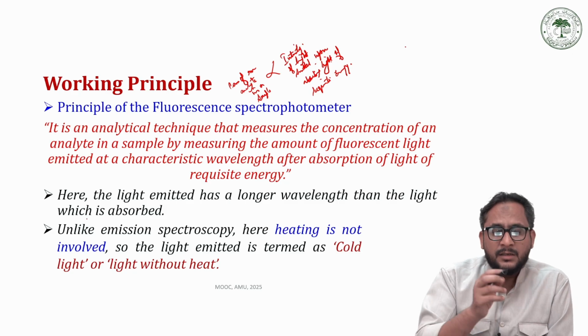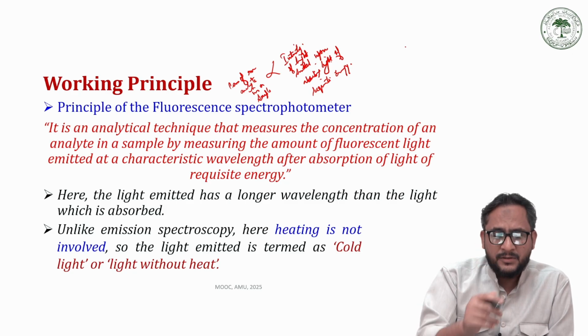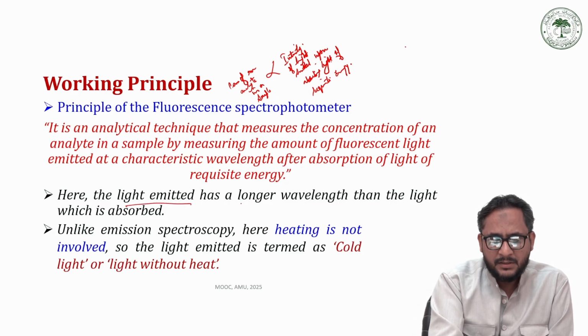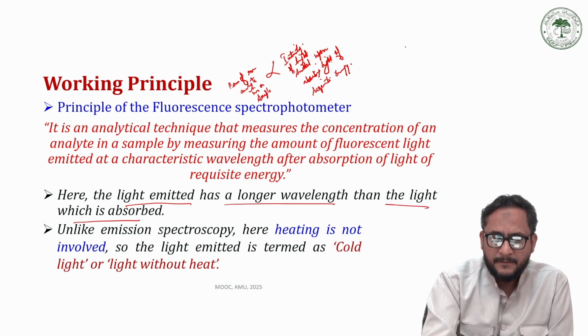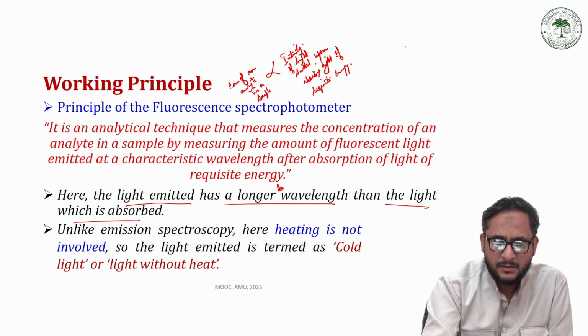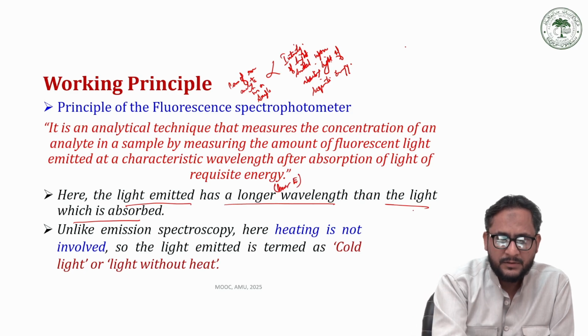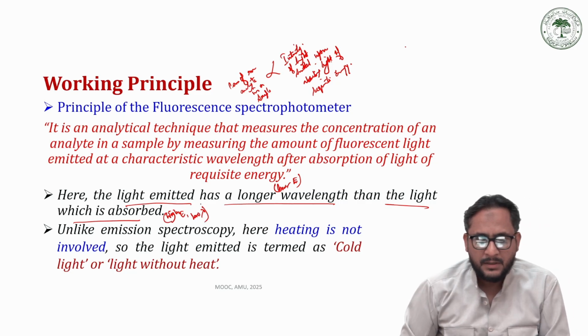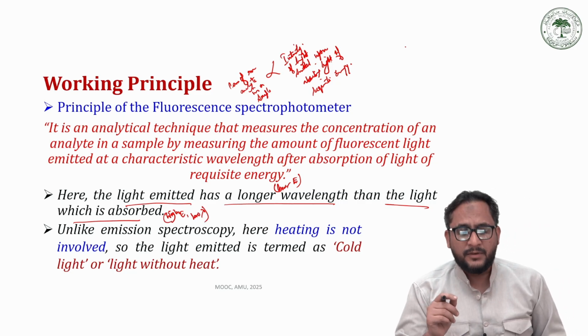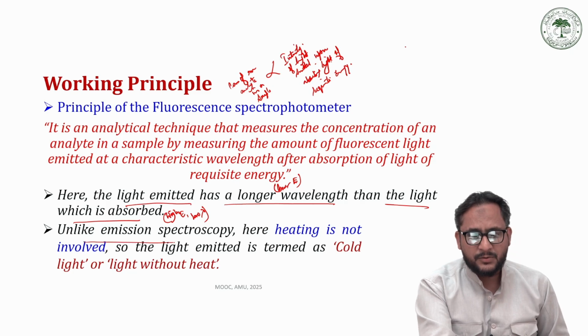And the light emitted is always of longer wavelength. The light emitted has a longer wavelength than the light which is absorbed, which means lower energy than the light which is absorbed. So, light which is absorbed has high energy and low wavelength.